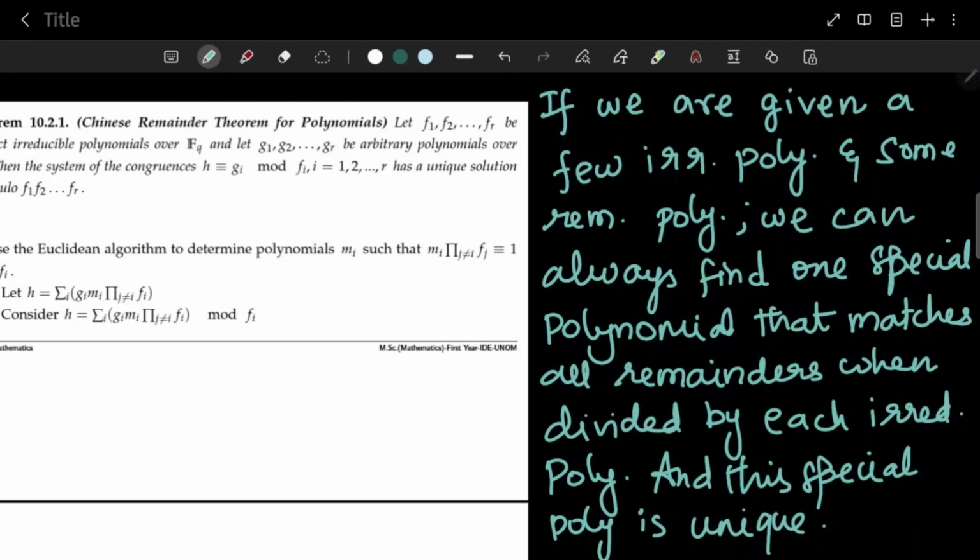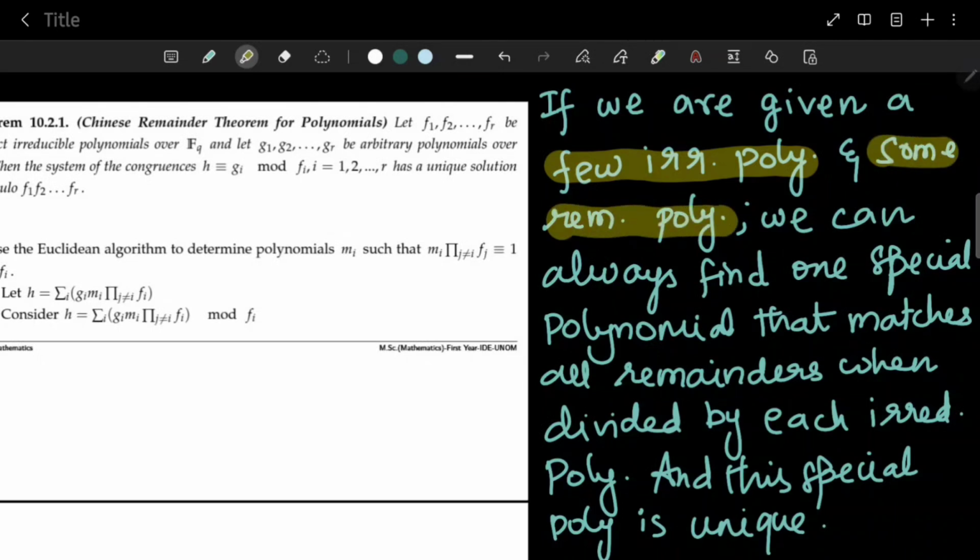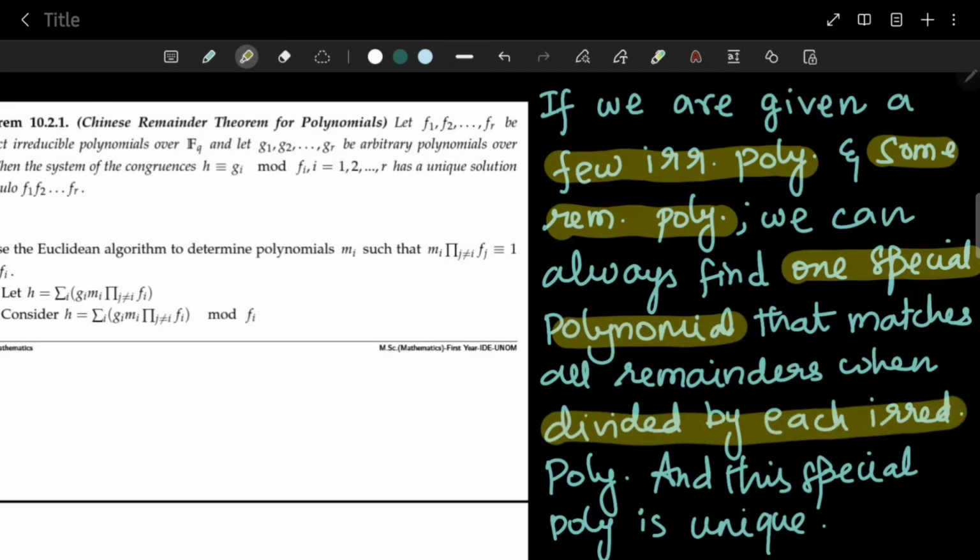That is, in simple words, we can break down this CRT theorem as: if we are given a few irreducible polynomials and some remainder polynomials, we can always find one special polynomial that matches all remainders when divided by each irreducible polynomial, and this special polynomial is unique. I hope you understand. Let's come to the theorem statement as given in the book.